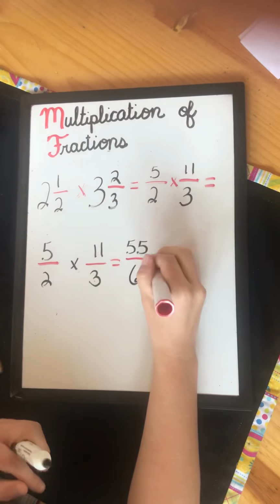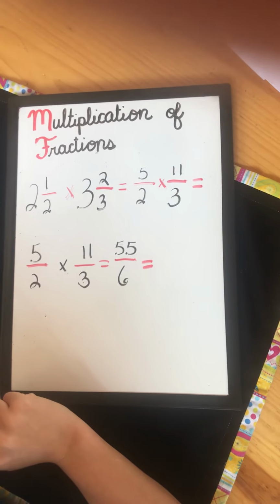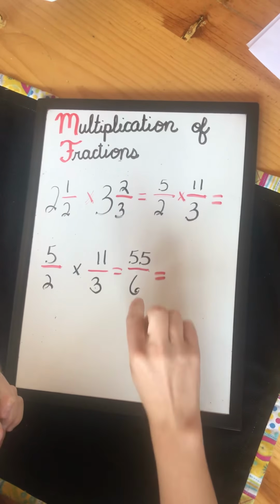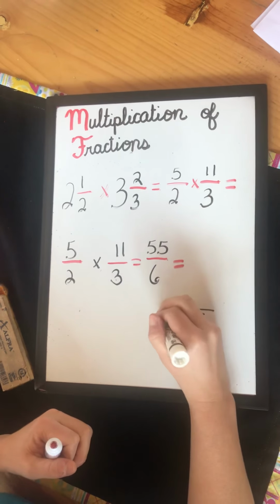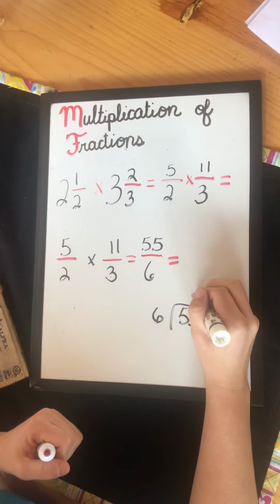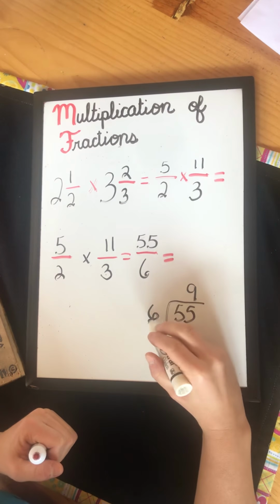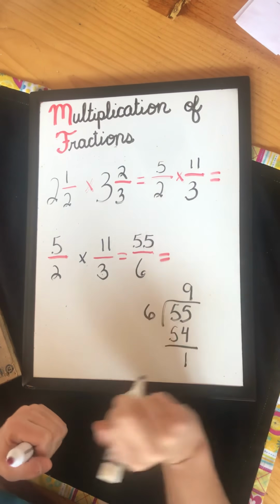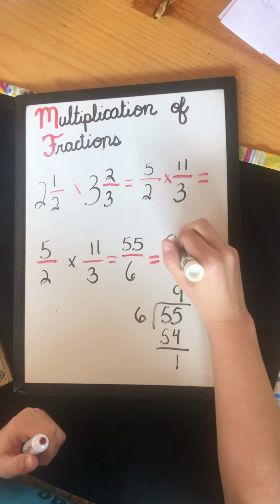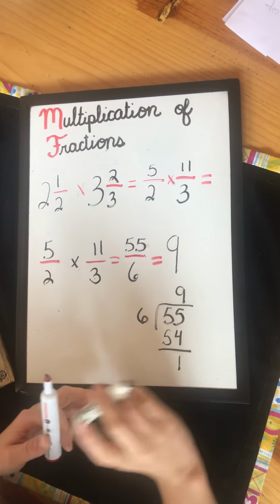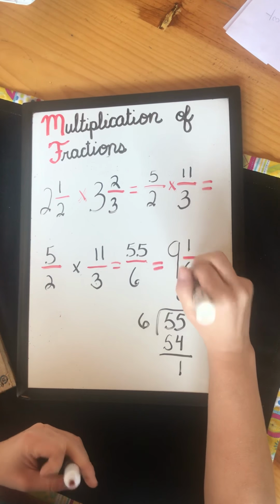Okay, we have an improper fraction as our result, so we need to put it as a mixed fraction. How many times does 6 go into 55? It goes in 9 times. 9 times 6 is 54. It gives us 1 left over. So now we have 55/6, which is equal to 9 wholes, and 1/6.